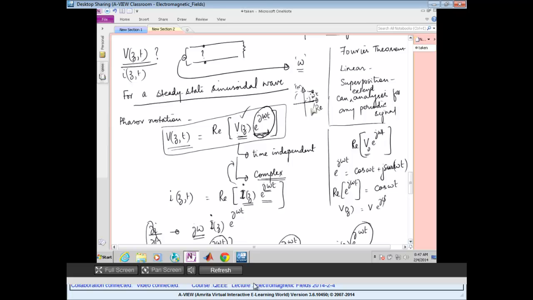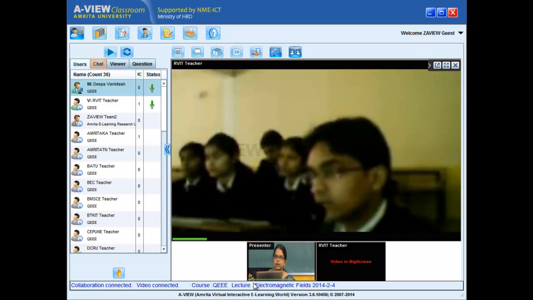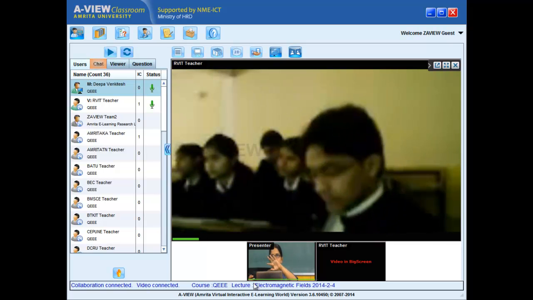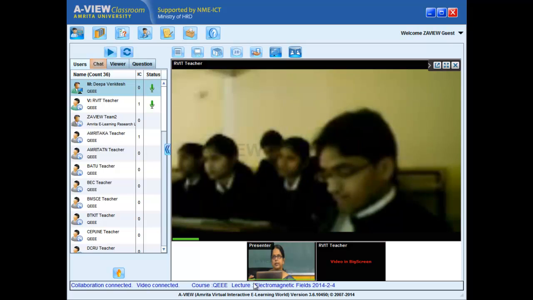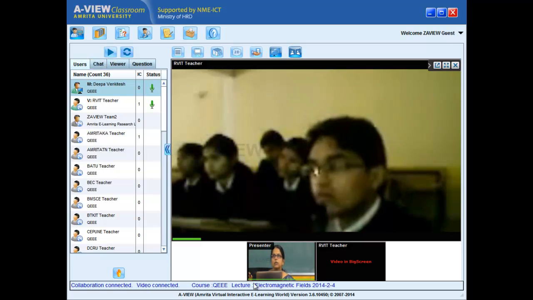You can associate a physical representation with the phasor in the complex plane. So if I have, for example, e power minus j omega t, it would mean that the phasor is doing a counterclockwise rotation, right? So you can associate this with your complex number understanding also.